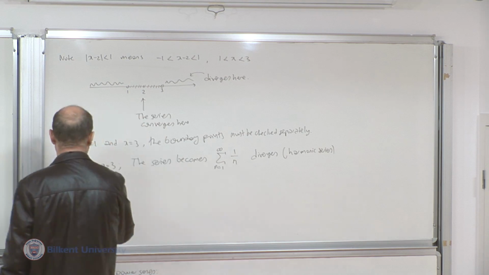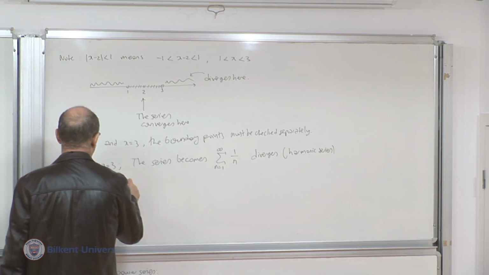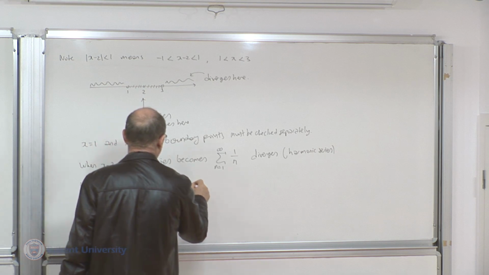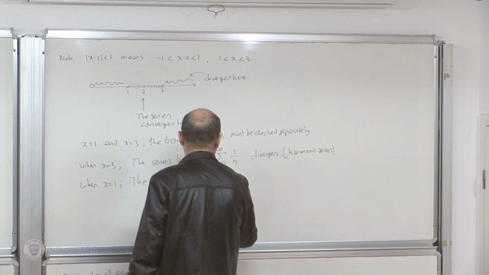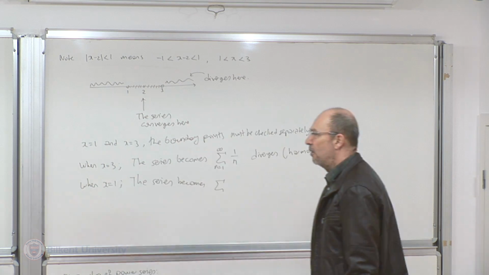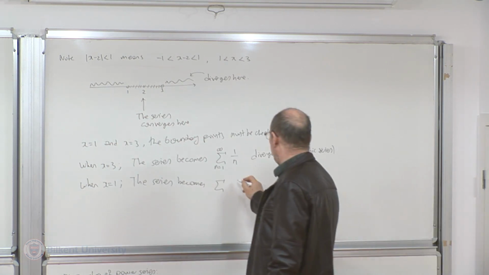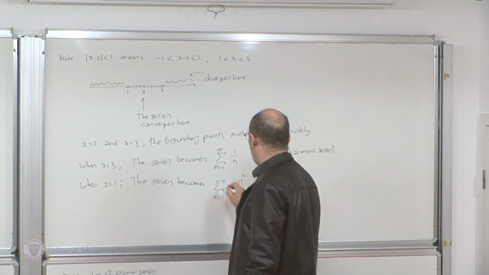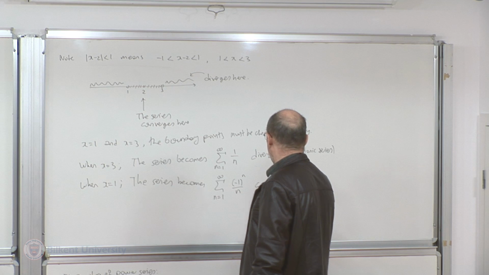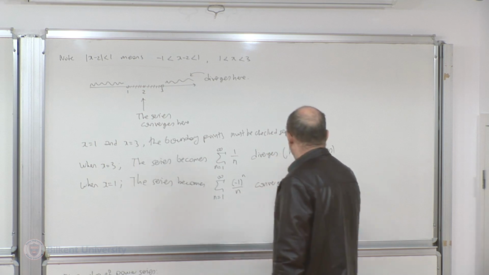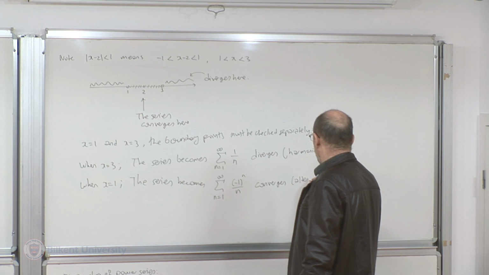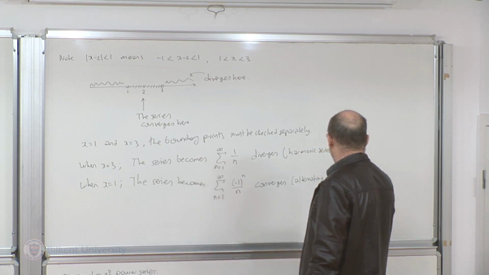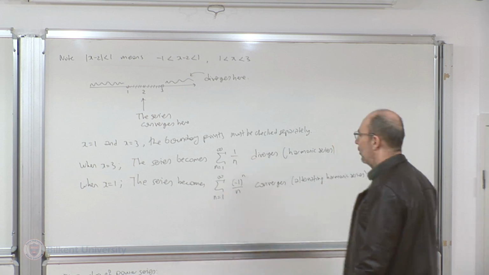And when x equals 1, the series becomes, okay, so you see that 1 minus 2 is minus 1, so minus 1 to the power n over n, n equals 1 to infinity, converges. Alternating harmonic series.